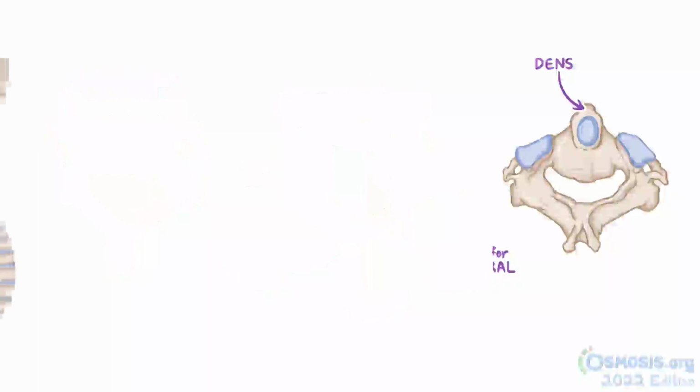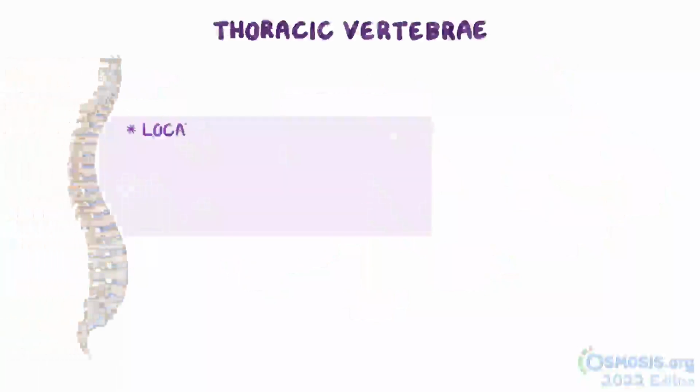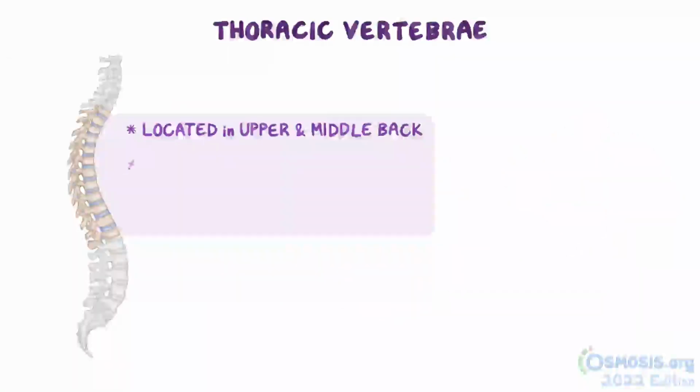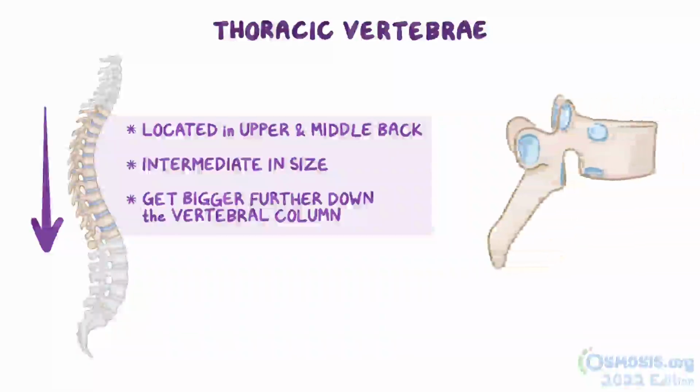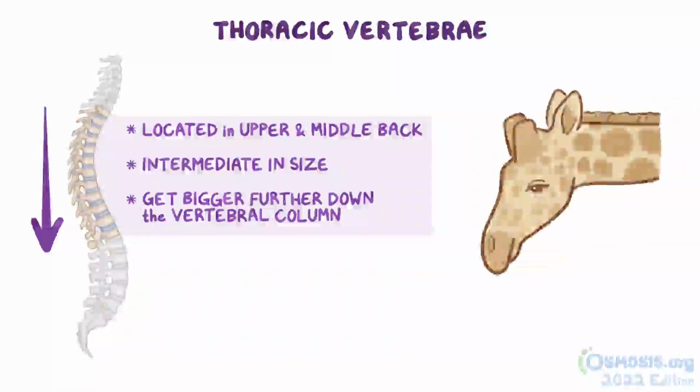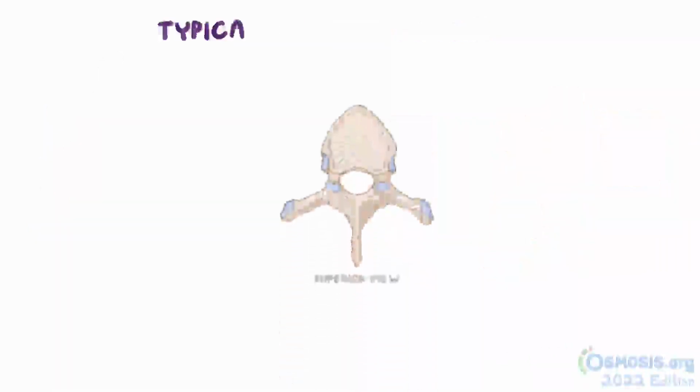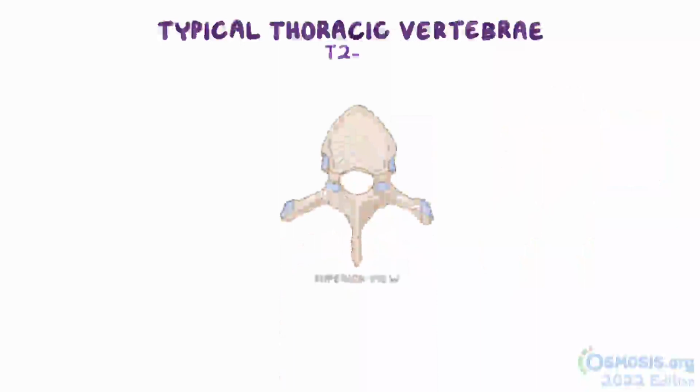All right, next up are the thoracic vertebrae, which are located in the upper and middle back, between the cervical and lumbar vertebrae. They are intermediate in size, though they do get bigger further down the vertebral column. On a quick glance, an easy way to identify the thoracic vertebrae is from a posterior lateral view, where they look like a giraffe. This is compared to the lumbar vertebrae, which we will talk about shortly, which look like a moose.